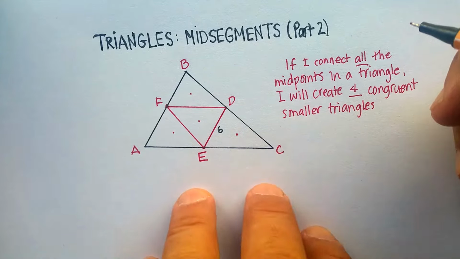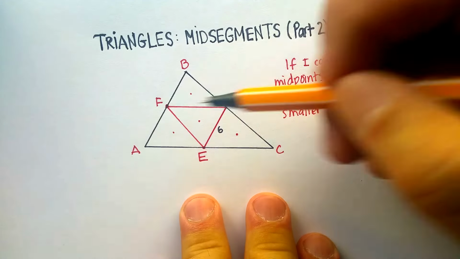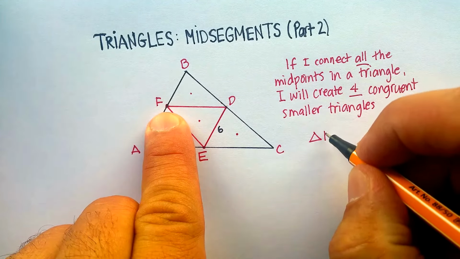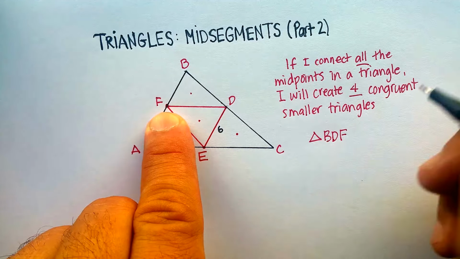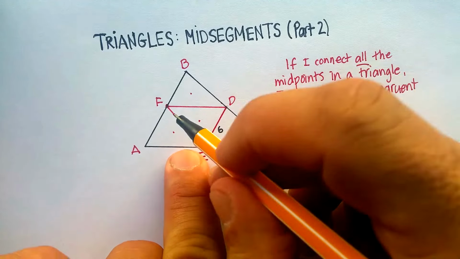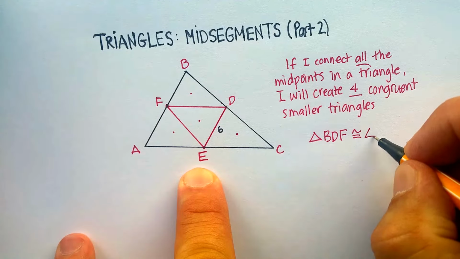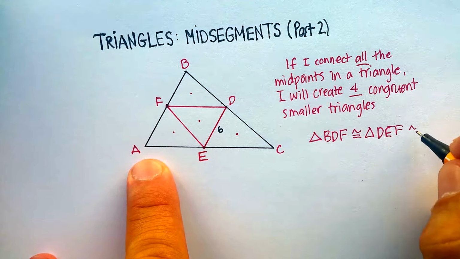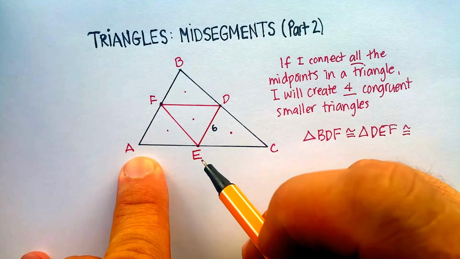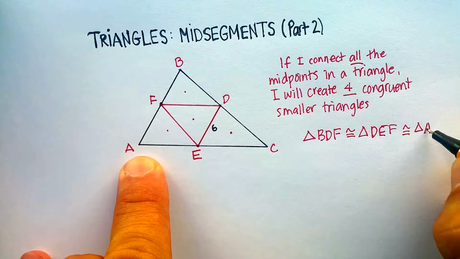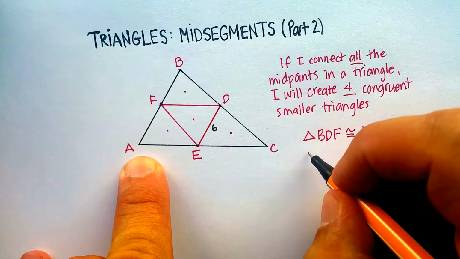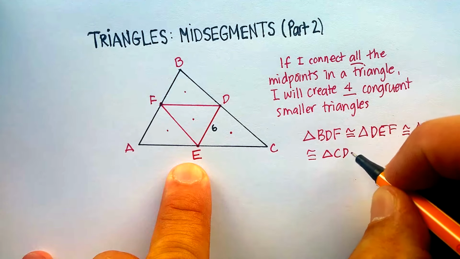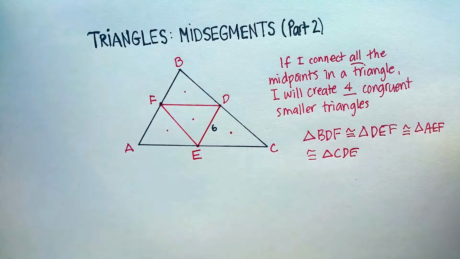Okay, so I've created basically triangle BDF, which would be congruent to triangle DEF, which is also congruent to triangle AEF, which is also congruent to triangle CDE. Okay, that's how you would write it out mathematically.